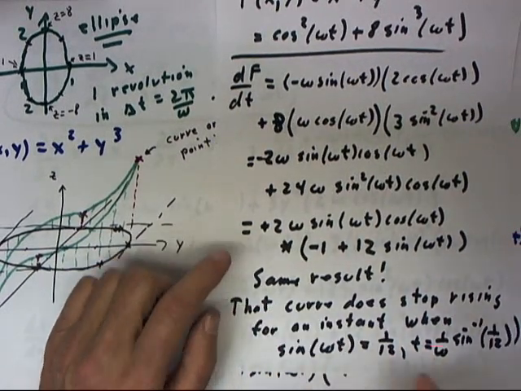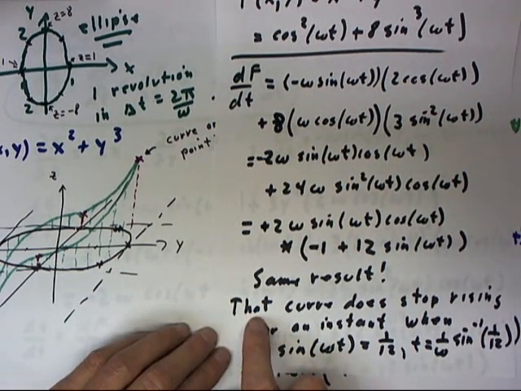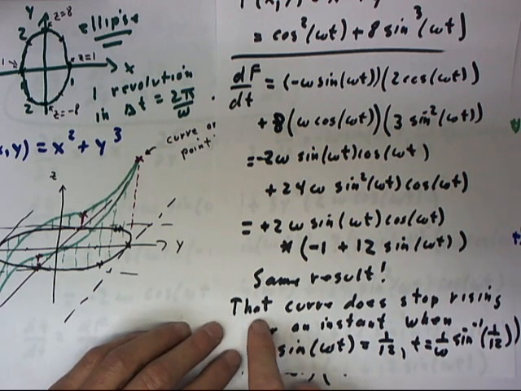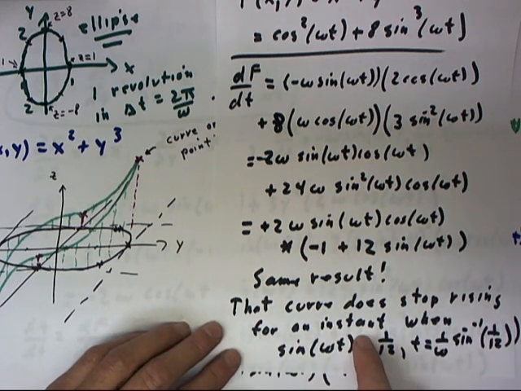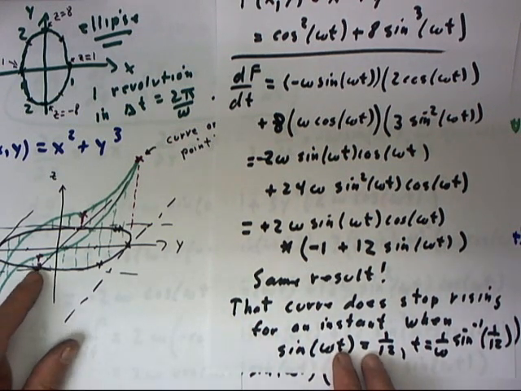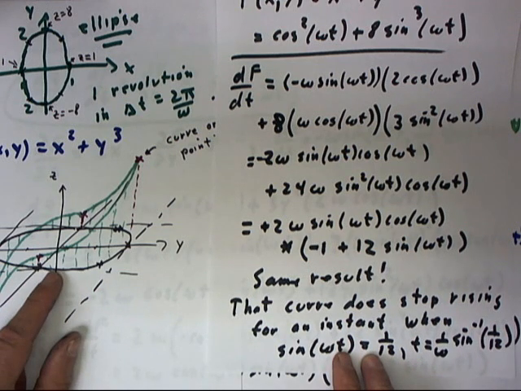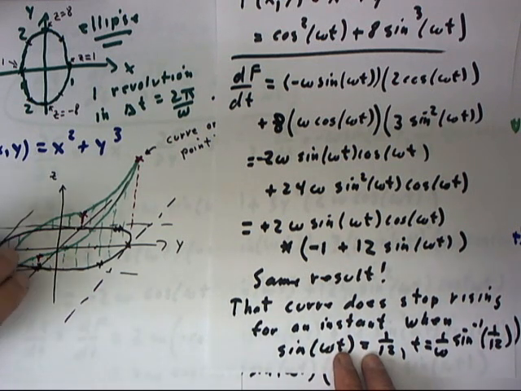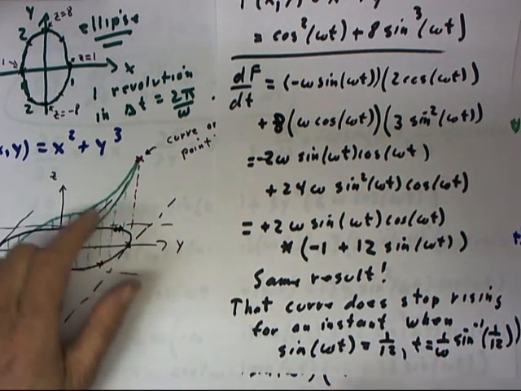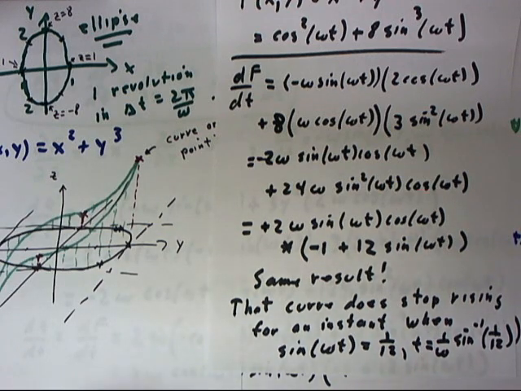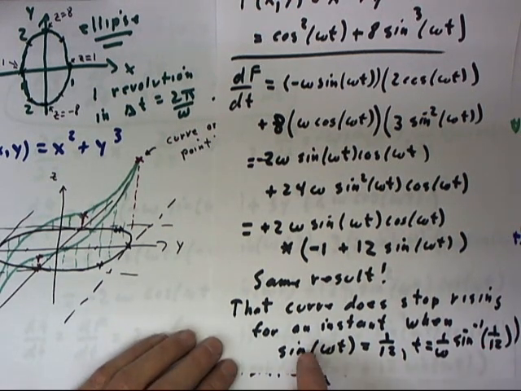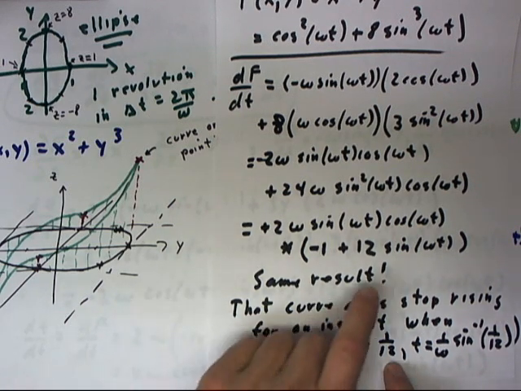We conclude, I think, and we'll look at it a little more closely in a minute, that the curve does stop rising for an instant. Somewhere around here, that thing somehow manages to level off, and I'm still not sure how that's happening. When I look at the functions, I don't see it. But that should happen when the sine of omega t is 1/12.